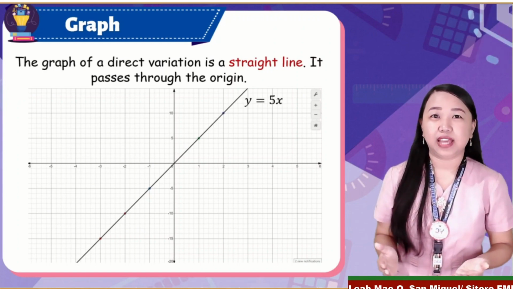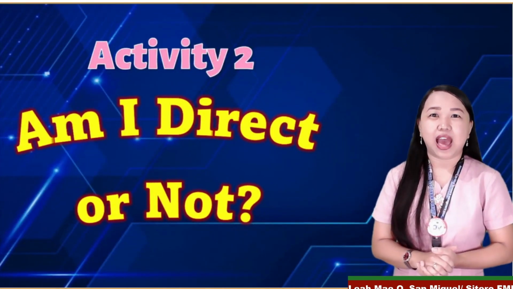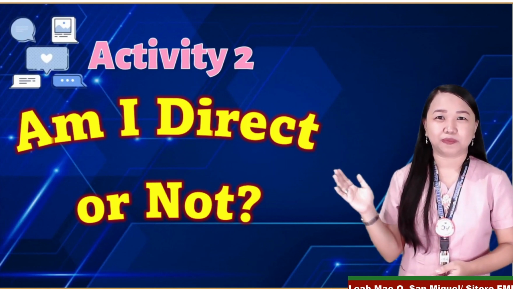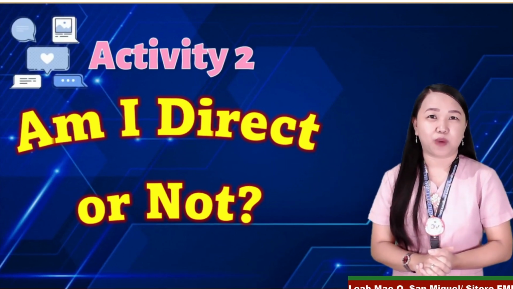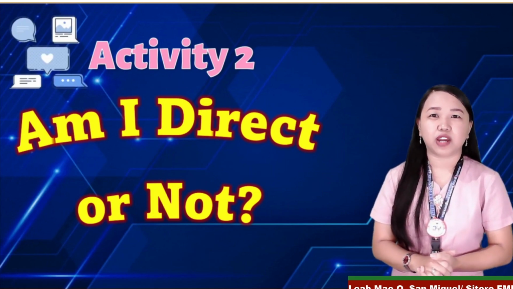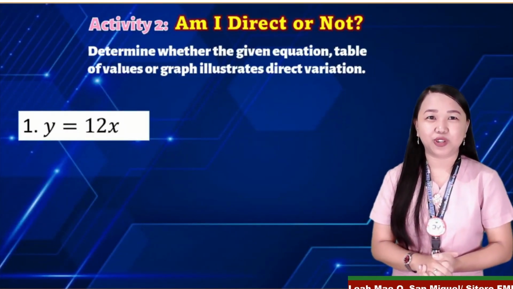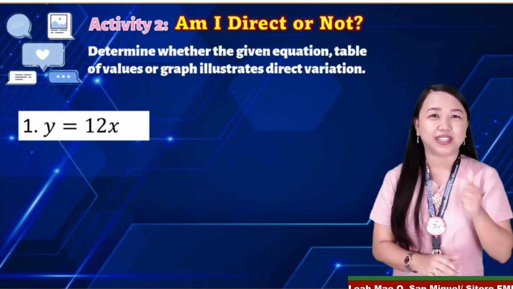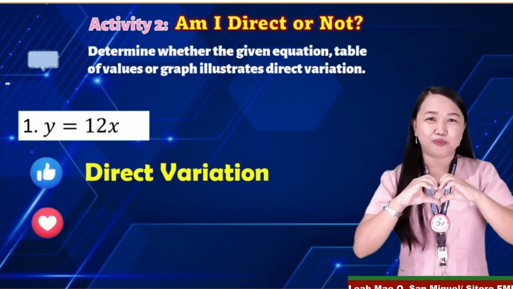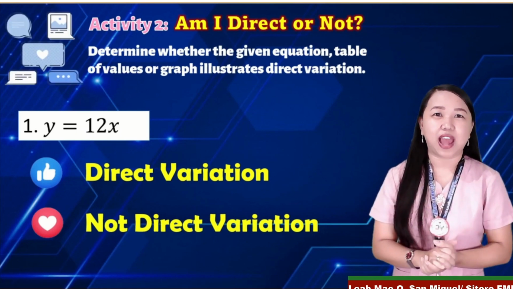At this point, let us test your understanding about the direct variation by having Activity 2 entitled, Am I Direct or Not? Determine whether the given equation, table of values, or graph illustrates direct variation. Number 1, y is equal to 12x. Comment like emoji if it is direct variation and heart emoji if it is not. You have 10 seconds to key in your answer. Go!